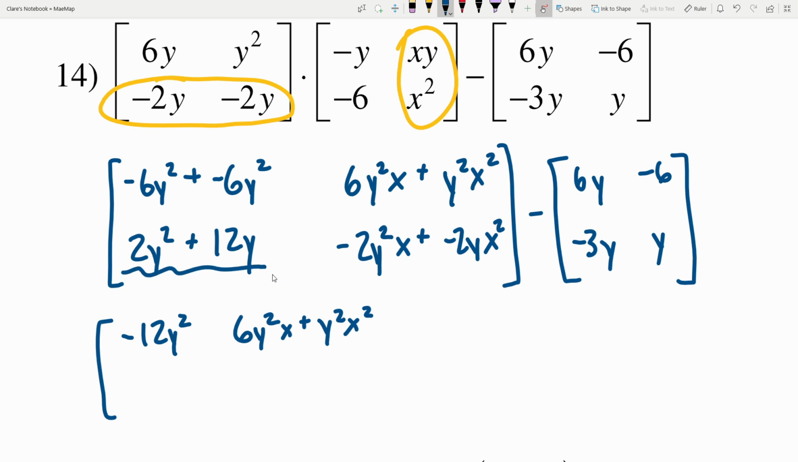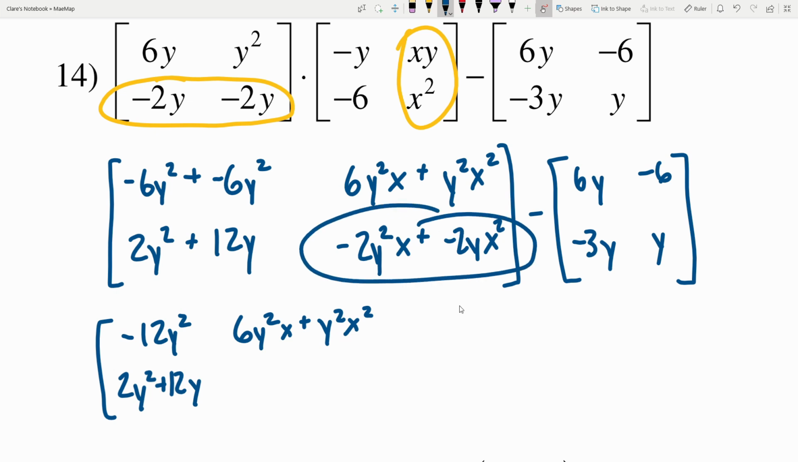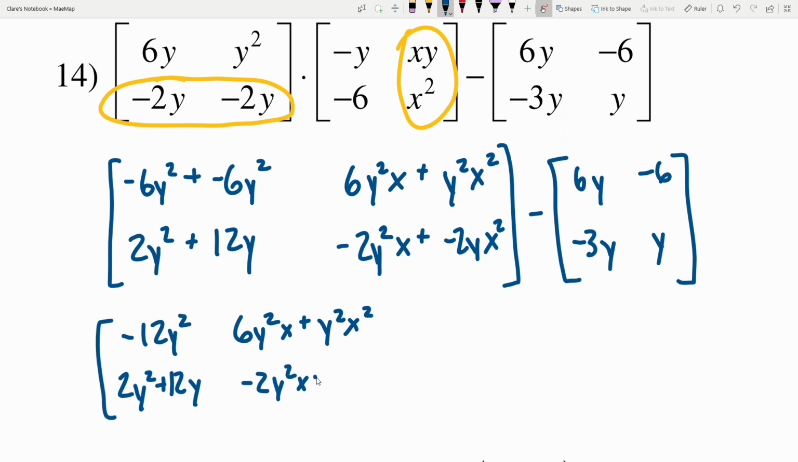Next, I'll have to rewrite 2y squared plus 12y because those cannot be combined because they do not have similar exponents. So 2y squared plus 12y. And then lastly, I have negative 2y squared x plus negative 2y x squared. Those cannot be combined, so I'll rewrite that. Negative 2y squared x minus 2yx squared. So that 2 by 2 matrix, I'll subtract another 2 by 2.